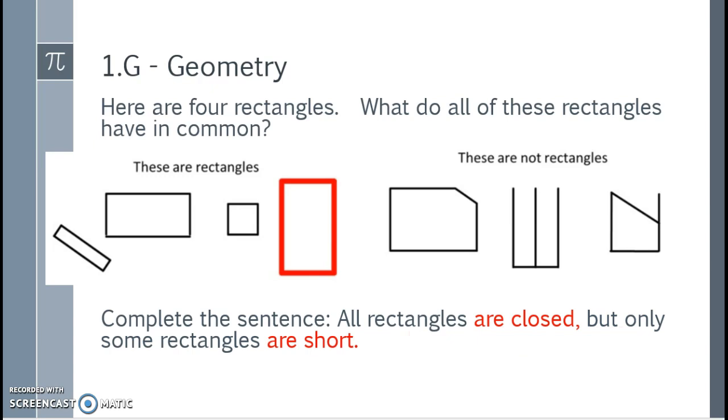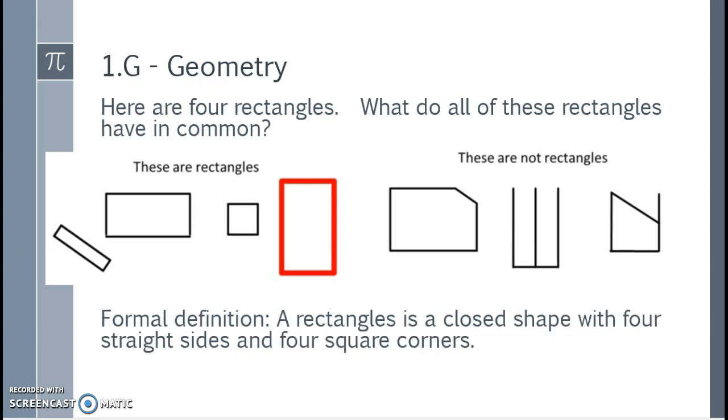The formal definition of a rectangle is that they are closed. Another fill in the blank, I'm sorry: all rectangles are closed, but only some rectangles are short. So the formal definition: a rectangle is a closed shape with 4 straight sides and 4 square corners.